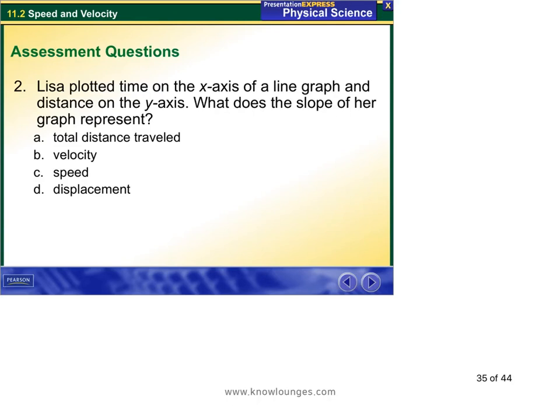So plot time on the x-axis. We just draw a quick sketch here. We've got time on the x-axis and distance on the y-axis. I'm just going to put a little d there. What does the slope of a graph represent? That's what we had earlier in the notes. The slope of a distance-time graph is always going to represent the speed.